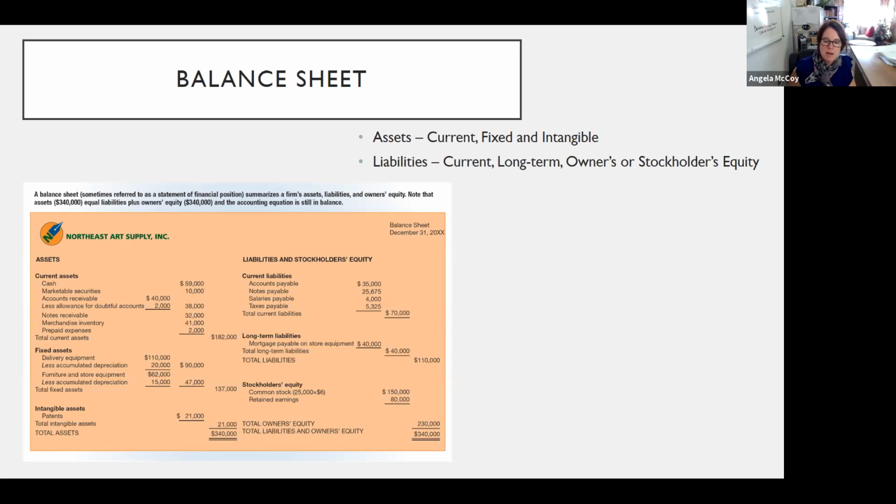The original investment by the owners of Northeast Art Supply was $150,000, which is shown right here. In addition, $80,000 of their earnings have been reinvested into the business since it was founded. So retained earnings is listed right here. Thus, owner's equity equals $230,000. As the two grand totals in this figure show, Northeast's assets and the sum of its liabilities and equity are equal to the same amount. So look here on the bottom. Your assets are going to equal your liabilities plus equity, and that's why it is known as a balance sheet.